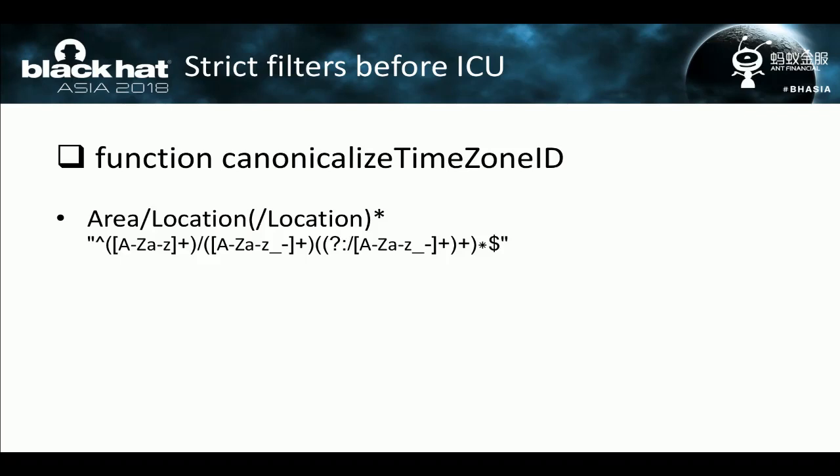The function canonicalizeTimeZoneID is used to filter the time zone argument. Every time zone string must be in the Area/Location format. The regular expression is used to match the time zone. Then the function toTitleCaseTimezoneLocation is to change the time zone string to title case.